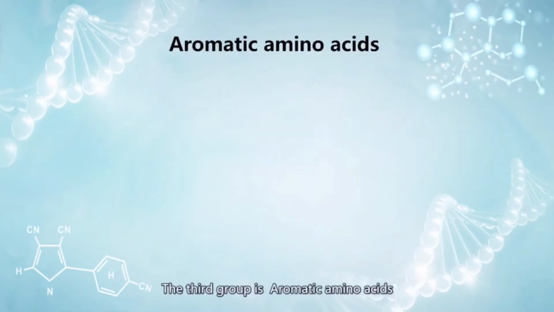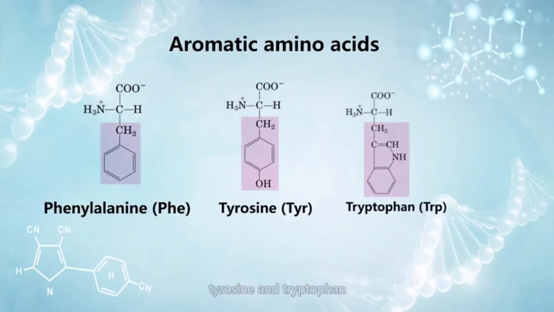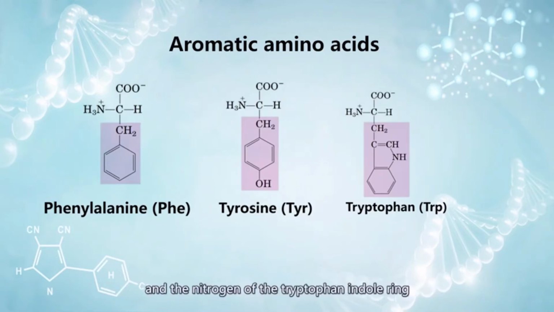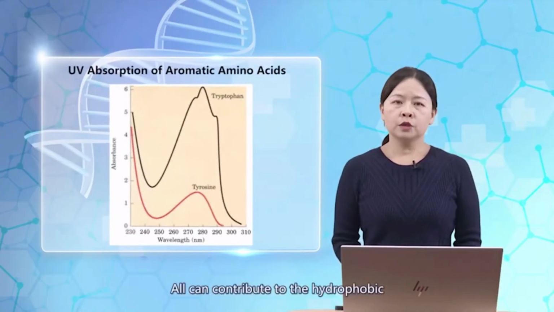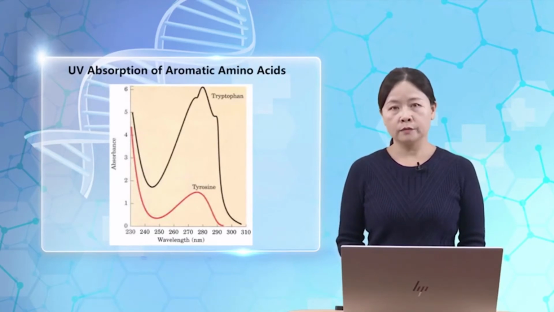The third group is aromatic amino acids. This class includes phenylalanine, tyrosine, and tryptophan, whose aromatic side chains are relatively nonpolar. Tyrosine and tryptophan are more polar than phenylalanine because of the tyrosine hydroxyl group and the nitrogen of the tryptophan indole ring. All can contribute to the hydrophobic effect to stabilize the protein structures.